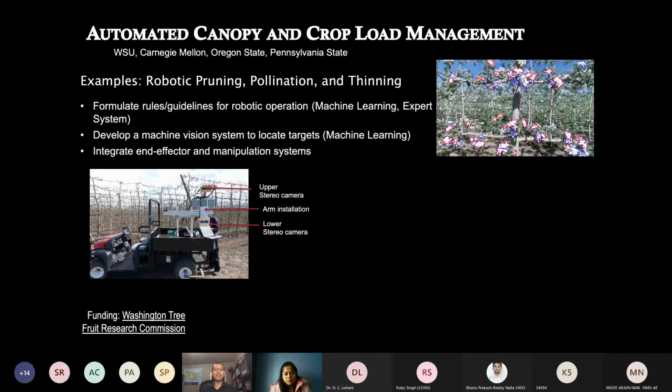Now let me switch gears towards canopy and crop load management. In addition to harvesting systems, we are working on various other robotic solutions for apple and cherry and some other fruit crops, including robotic pruning, robotic pollination, and robotic thinning. I don't know how many in the audience have a background in fruit crop production. Every year, these fruit crops need to be pollinated, certainly naturally by bees and other pollinators.